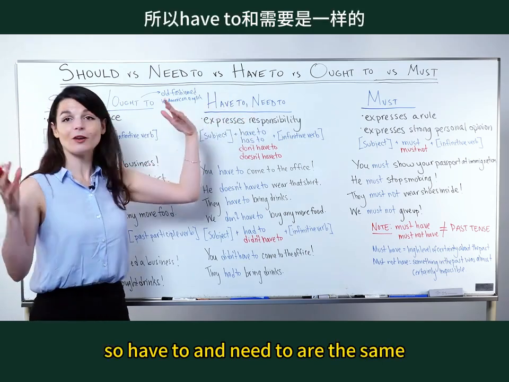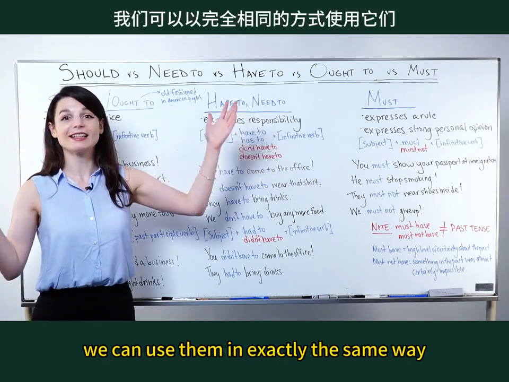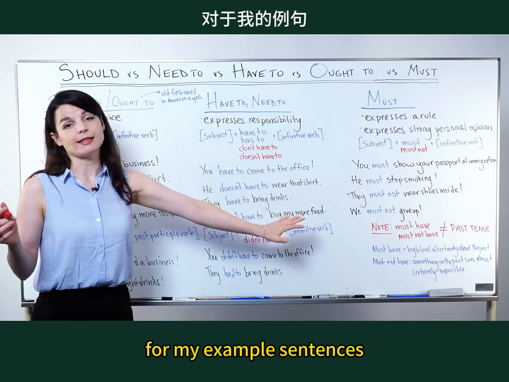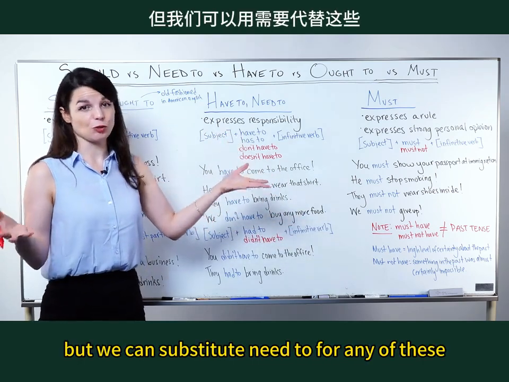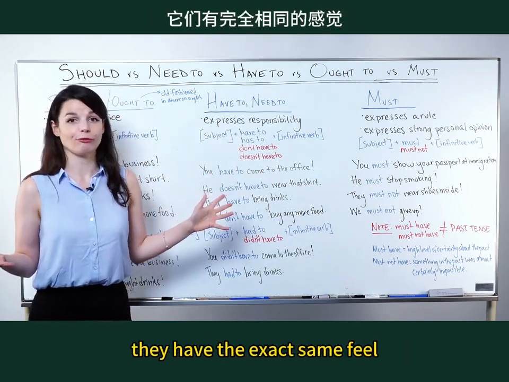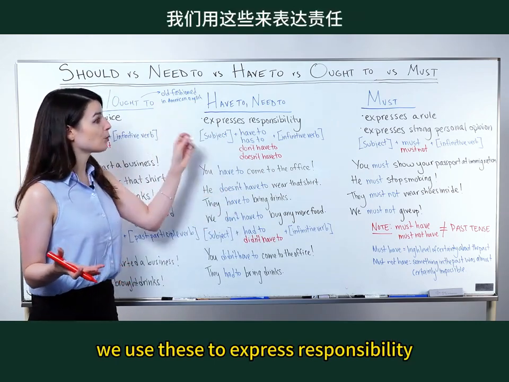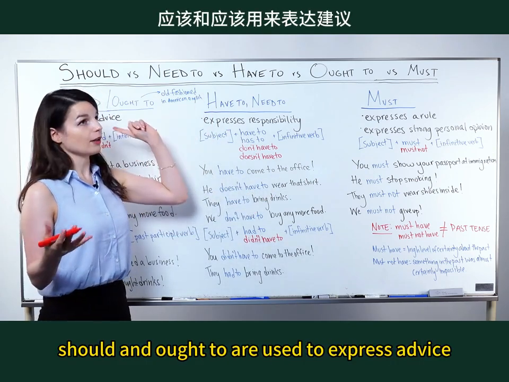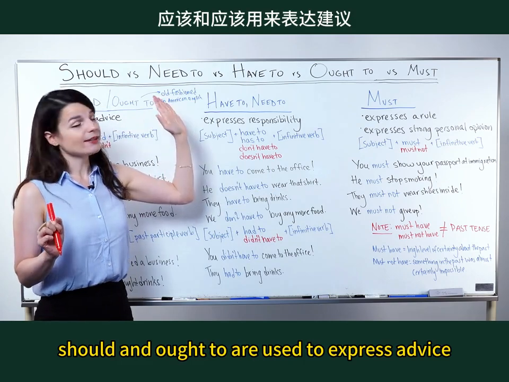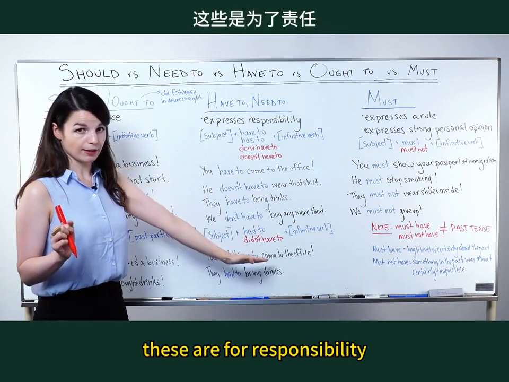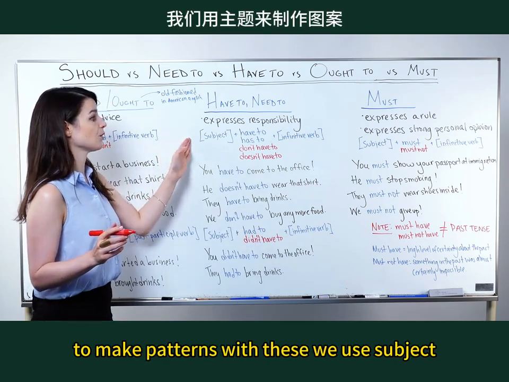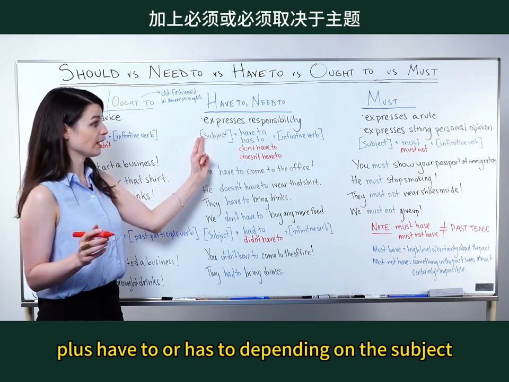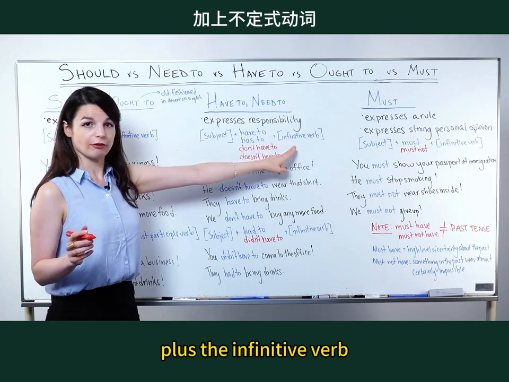So have to and need to are the same. We can use them in exactly the same way. I've focused on have to for my example sentences, but we can substitute need to for any of these. They have the exact same feel. We use these to express responsibility. Should and ought to are used to express advice. These are for responsibility. To make patterns with these, we use subject plus have to or has to, depending on the subject, plus the infinitive verb.